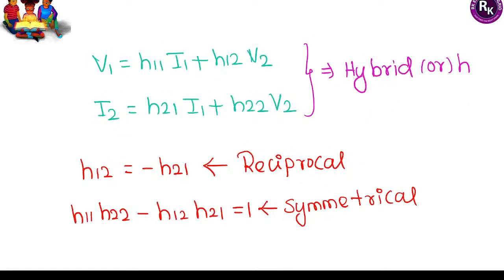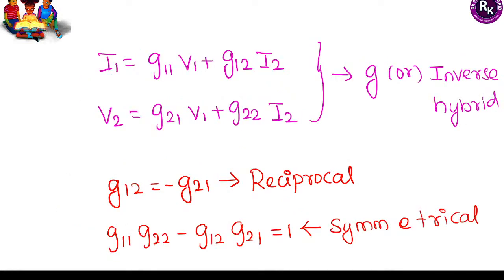Next, we are talking about hybrid parameters. These are all the equations, this is the condition for reciprocity, as usual, this is the condition for symmetricity. Next, this is the inverse hybrid parameter or G parameter, with its condition for reciprocity and condition for symmetricity.